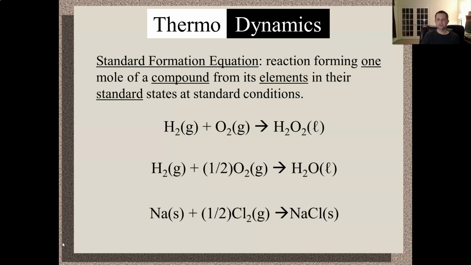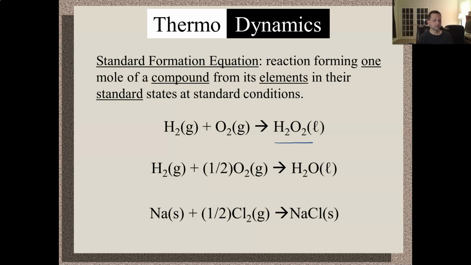Standard formation equations are when you create 1 mole of substance from elements in their standard state at standard conditions. I'll define standard conditions on the next slide. I have 3 formation equations on the screen for you. The first one is a formation equation for hydrogen peroxide. So again, we're creating 1 mole of that. And the elements in their standard state at standard conditions are hydrogen and oxygen. So they're diatomic. So H2 plus O2 yields H2O2.